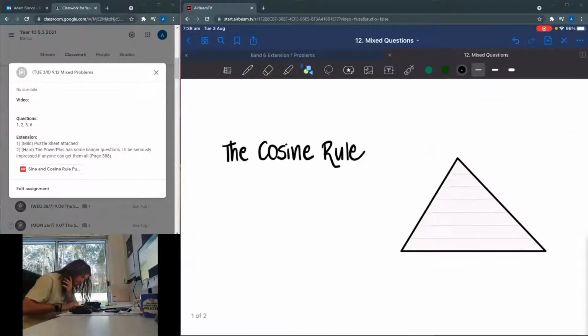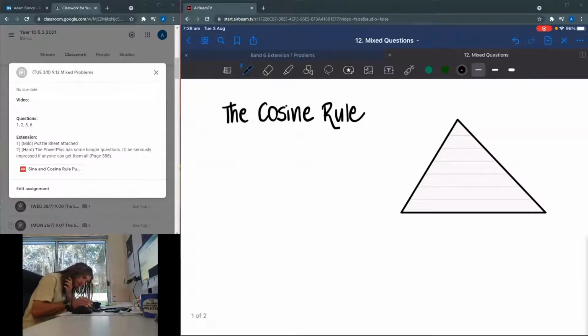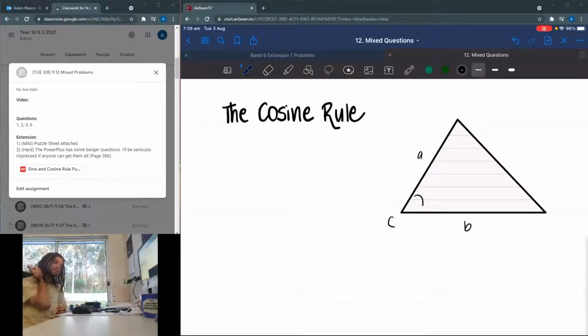The cosine rule only works if I've got either all 3 sides, or 2 sides, so a and b, and the angle that's in between them, so C, so that one. Or if you've got all 3 sides like I said. Now obviously there's 2 cosine rules.